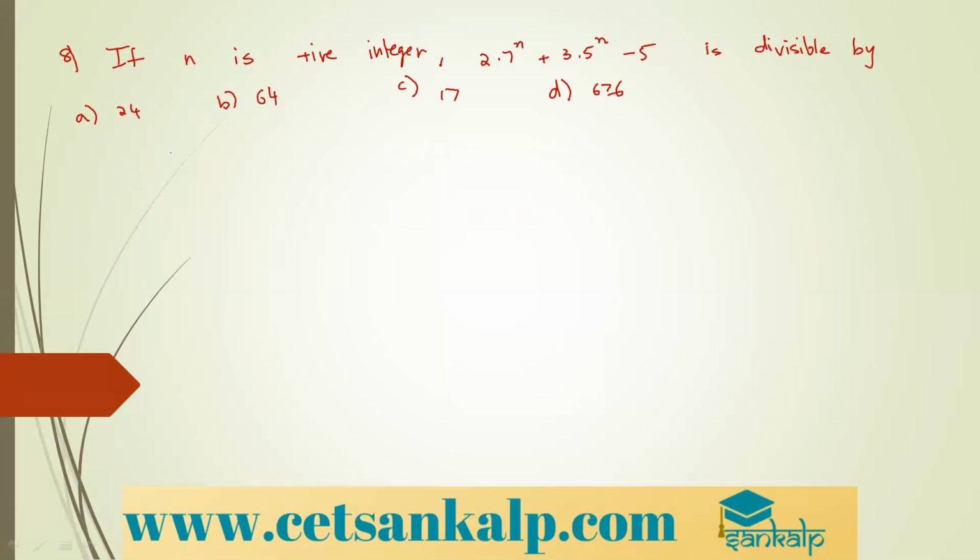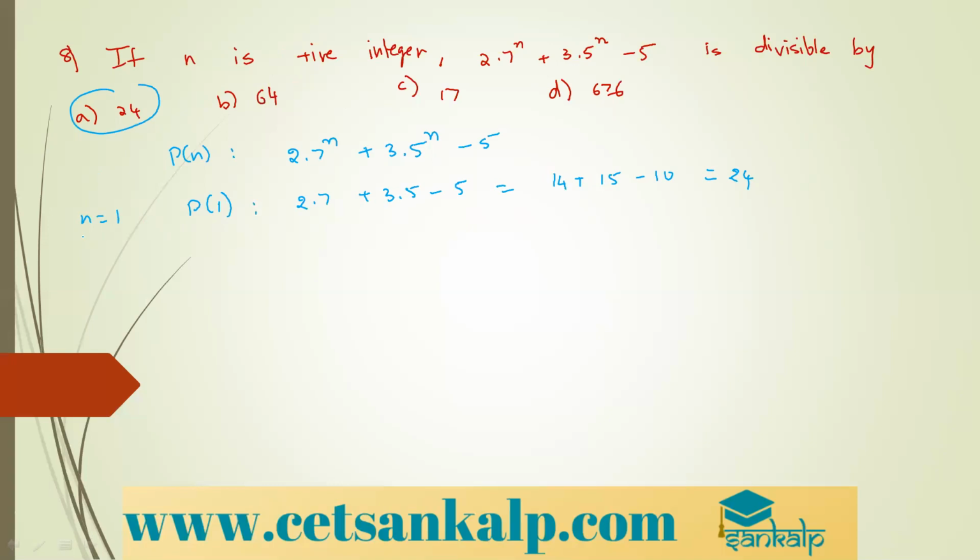So I will take P of n statement as 2 into 7 power n plus 3 into 5 power n minus 5. First I will put n equal to 1. So P of 1 will be 2 into 7 plus 3 into 5 minus 5. 14 plus 15 minus 5. So it is 24. That means obviously it will be divisible by 24.